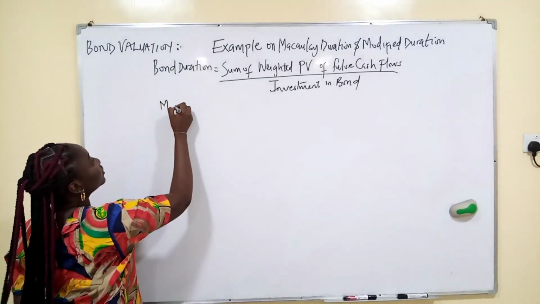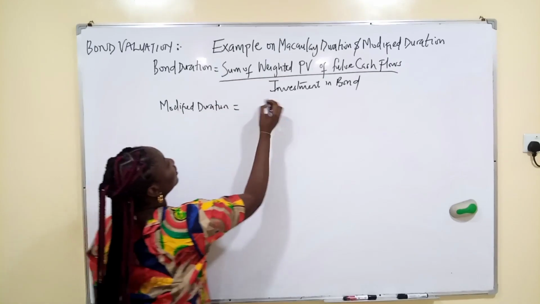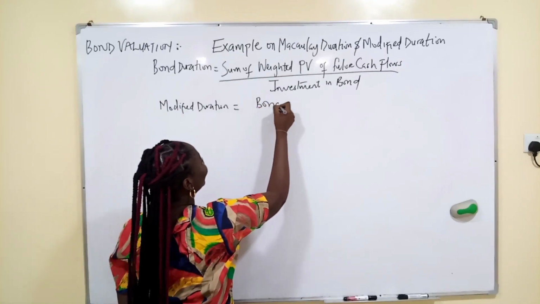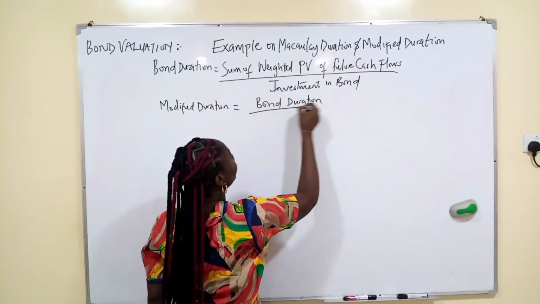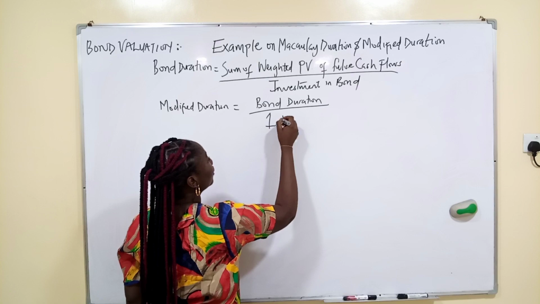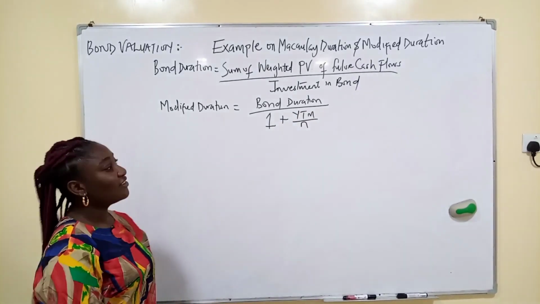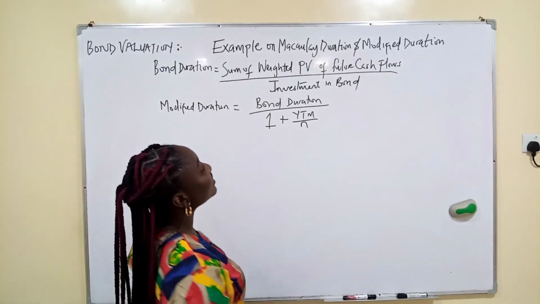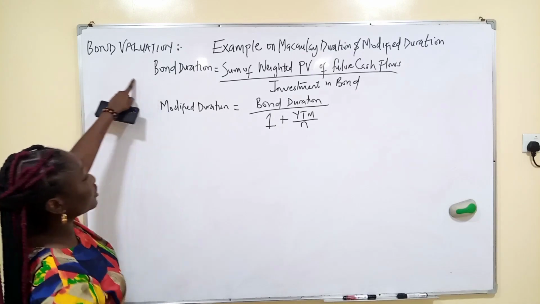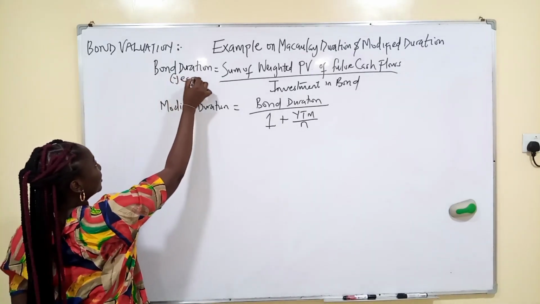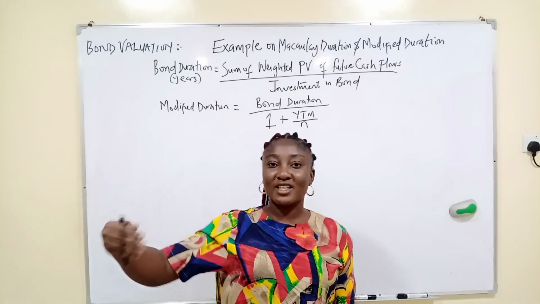The formula for calculating modified duration is bond duration. So you need bond duration to calculate modified duration. Bond duration over 1 plus yield to maturity over N. Very simple formula, right? Because there are two. So for bond duration, you get your answer in years, okay? And this bond duration is usually less than the number of years for paying coupon.